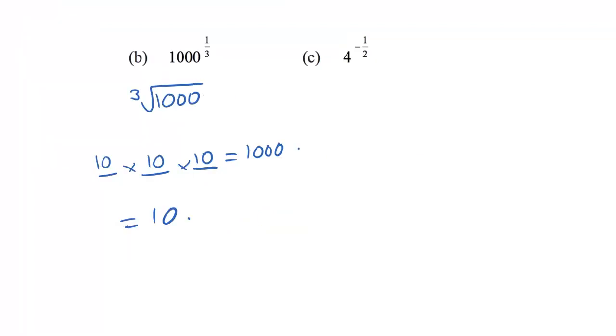Now, C is particularly tricky. This has got a negative symbol as well as a half. So if we remember our negatives, it means kind of write it as a fraction. So this is equivalent to 1 over 4 to the power of a half. 4 to the power of a half means the square root of 4. So this is going to be 2. So the final answer is a half.